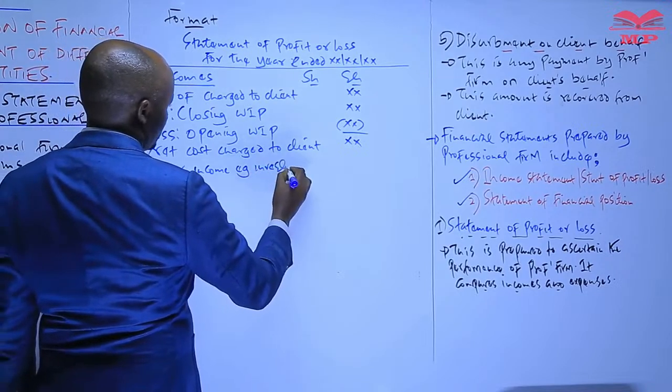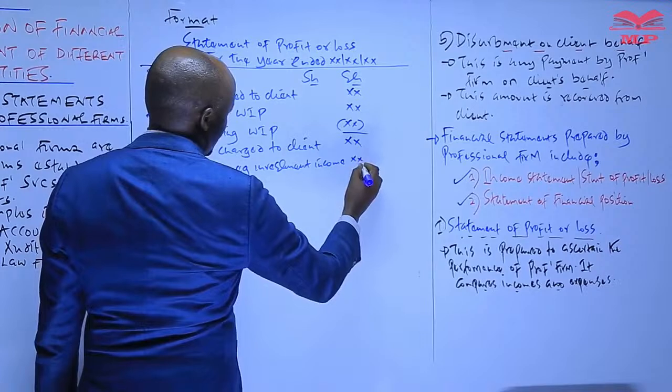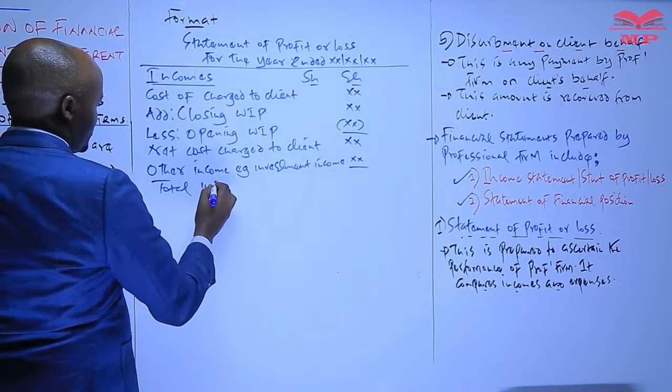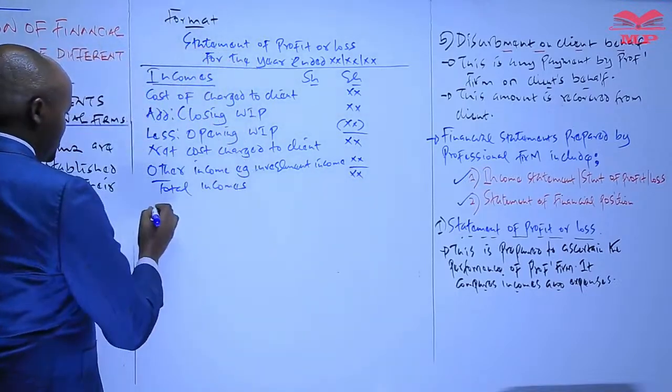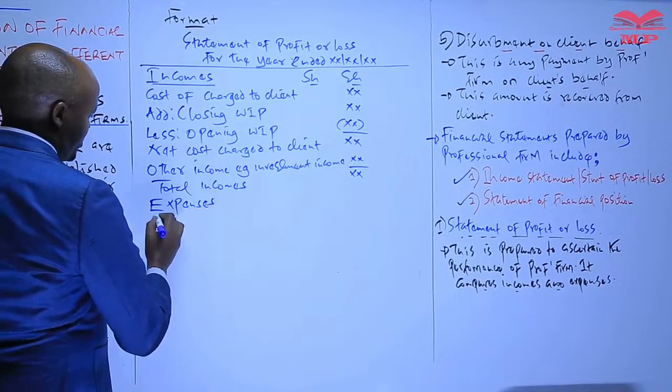Investment income. If a professional firm is having any other income, we come and we add it there. And then what we do, we get the total income. We get the total incomes of that financial year. To these total incomes, we proceed and we deduct the expenses.